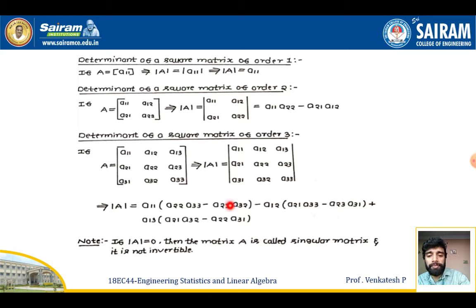So, as shown here, if the determinant of A is equal to 0, then the matrix A is called a singular matrix and it is not invertible. If the determinant of A is not equal to 0, then A is a non-singular matrix, and in that case the value of A inverse will exist.